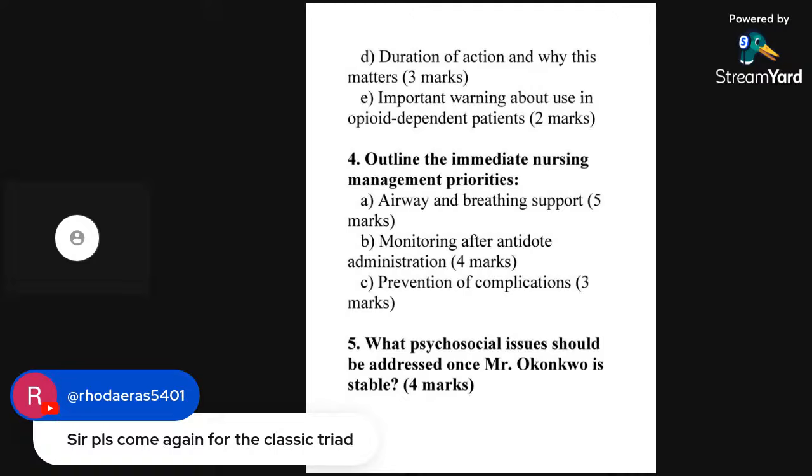Classic triads are basically these classic symptoms used to identify patients who are on opioids, who need naloxone, in opioid abuse, you understand? Dilation of the pupil, respiratory depression, and please remember the last one that I mentioned, decreased consciousness. The patient is not conscious.